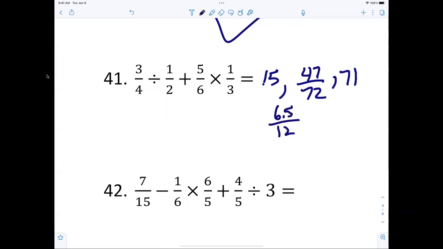6.5 over 12. Interesting, we put a decimal with a fraction. Sydney. 19 over 6. Well, that is not a number. Well, that is still not a number. All I want is a number. No, that is not a number.